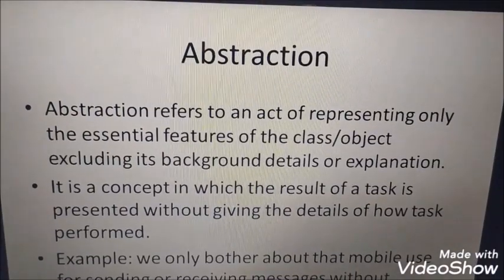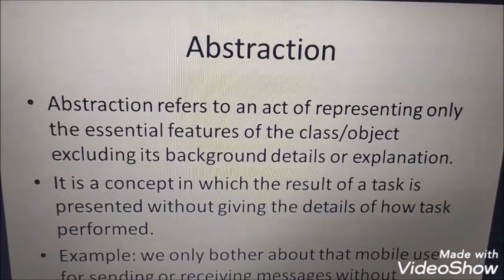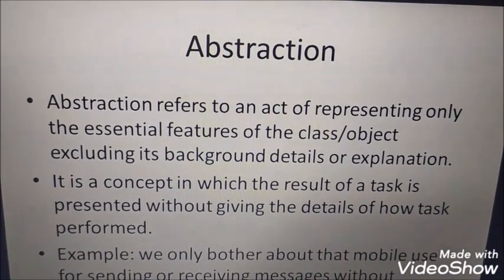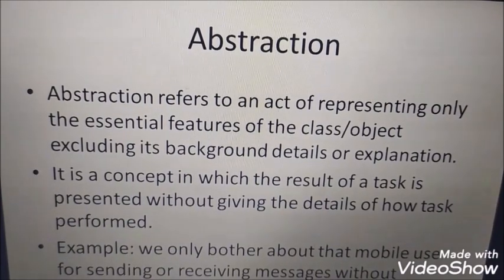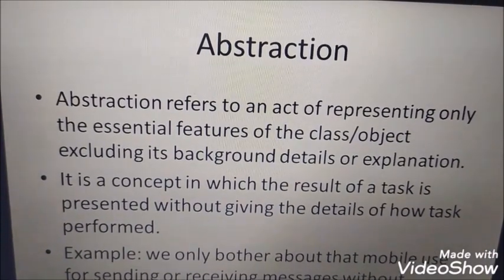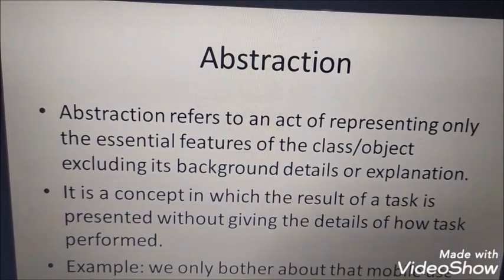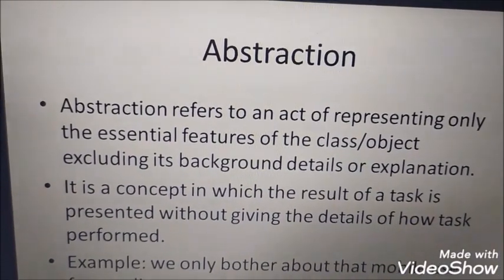Okay? All of you look at the definition of abstraction. Abstraction refers to an act of representing only the essential features of the class or object, excluding its background detail or explanation. What does it mean? First, we understand the concept of abstraction. How does it work? It simplifies and manages the complexity of a program. How does it simplify and manage the complexity of a program? Let's take some examples so you can be clear about it.